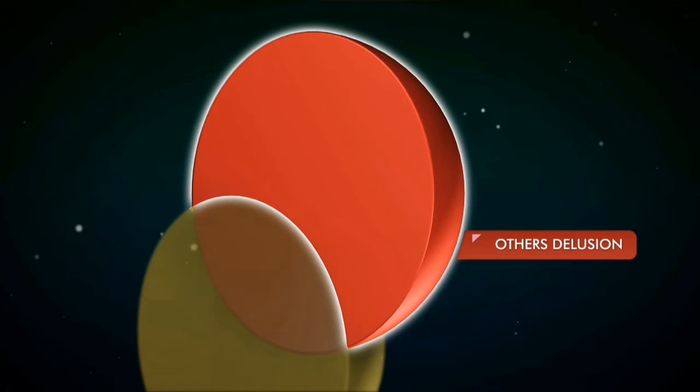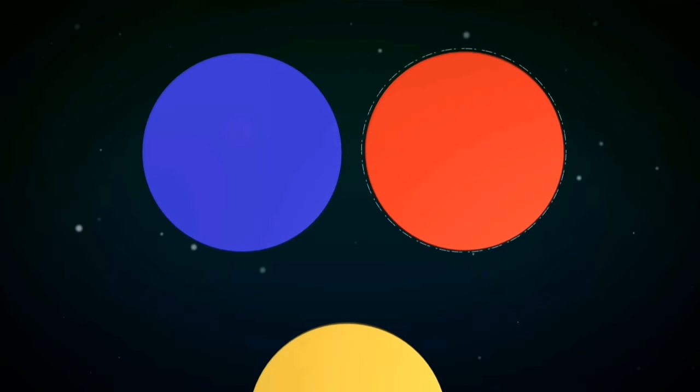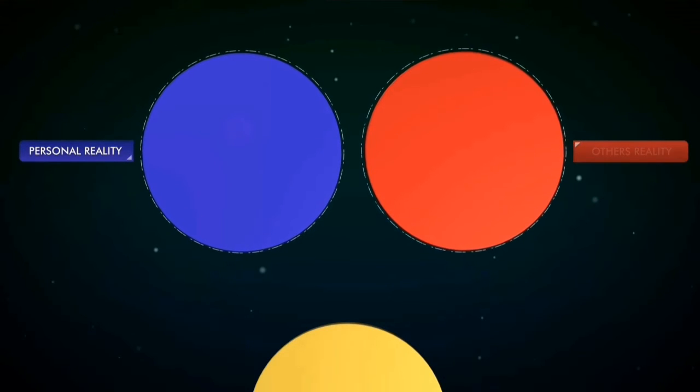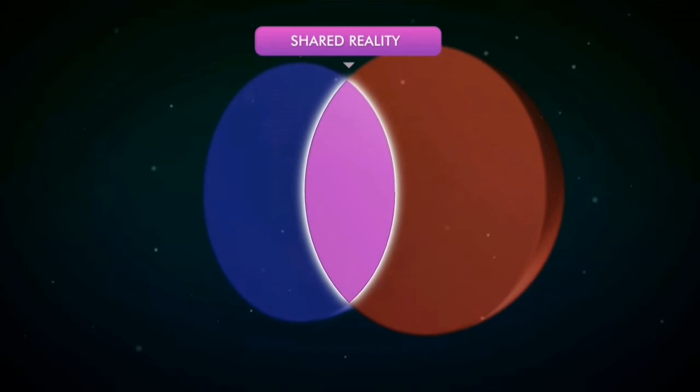All right, now let's look at how your personal reality and the other's reality overlap. We call this space of overlap shared reality because both you and the other person believe something to be true. You share that view of reality. Shared reality is about your agreement with other people.